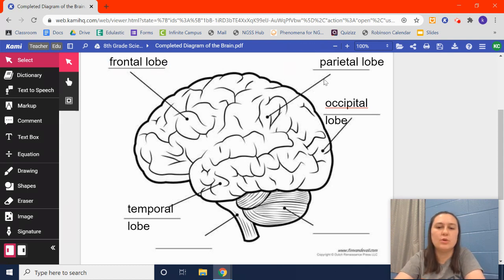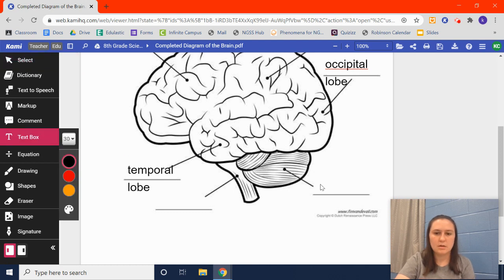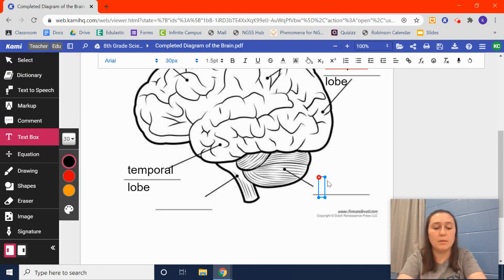So these four lobes actually make up a part of your brain called the cerebrum. That's like this big section of your brain, the majority of your brain. Then down here we have these two extra parts. This is really the other part, an extension from your brain. But anyway, we'll talk about this one first. This is called the cerebellum.